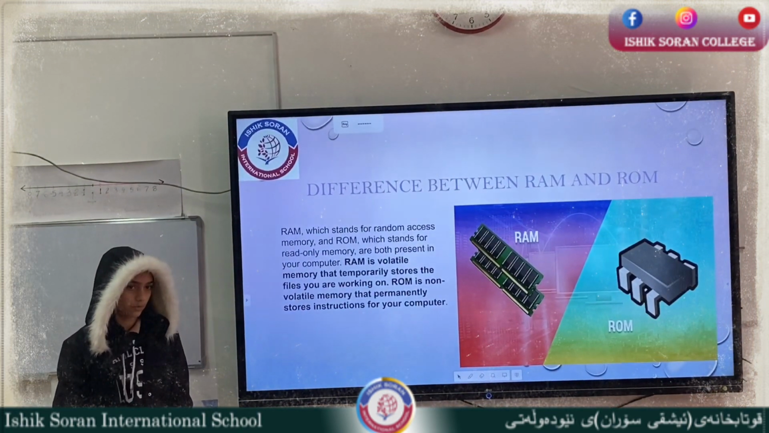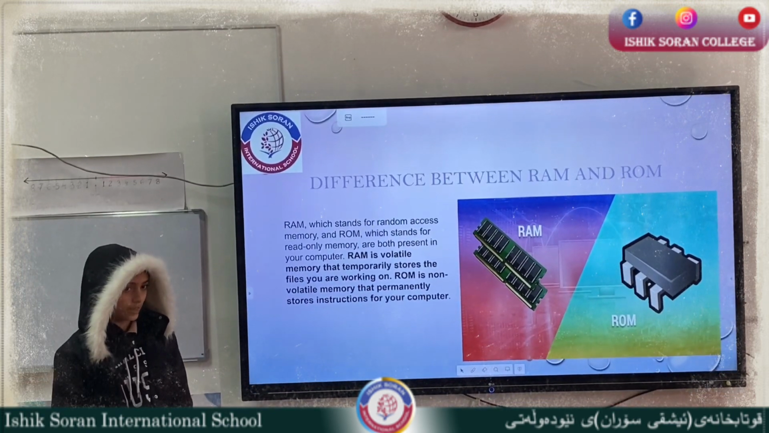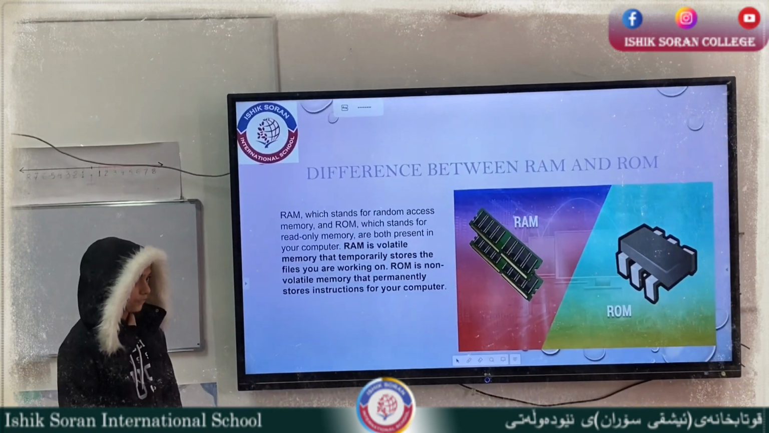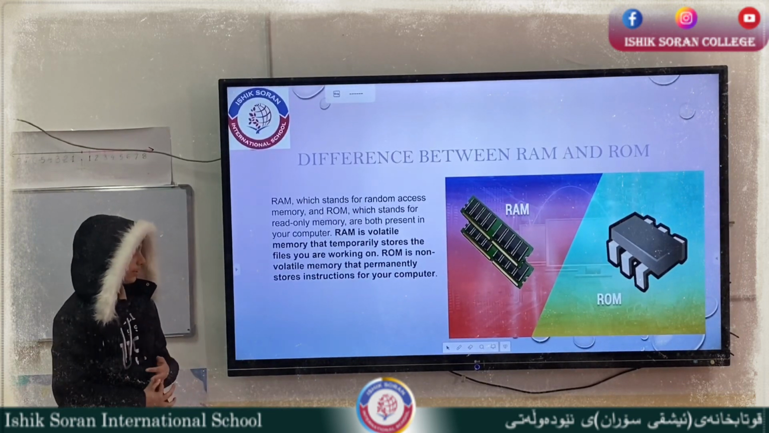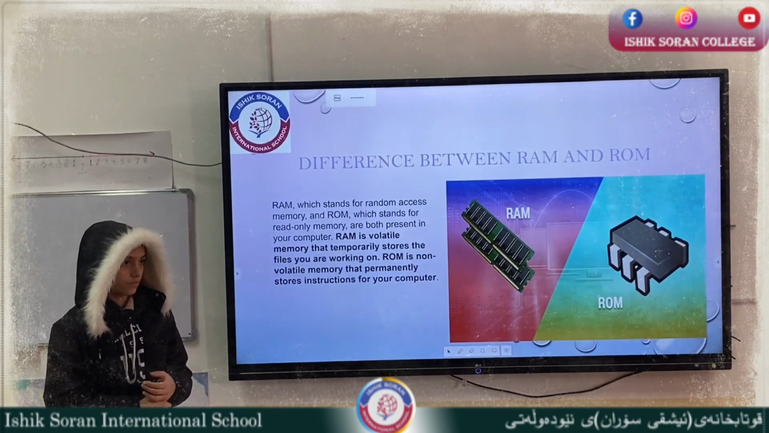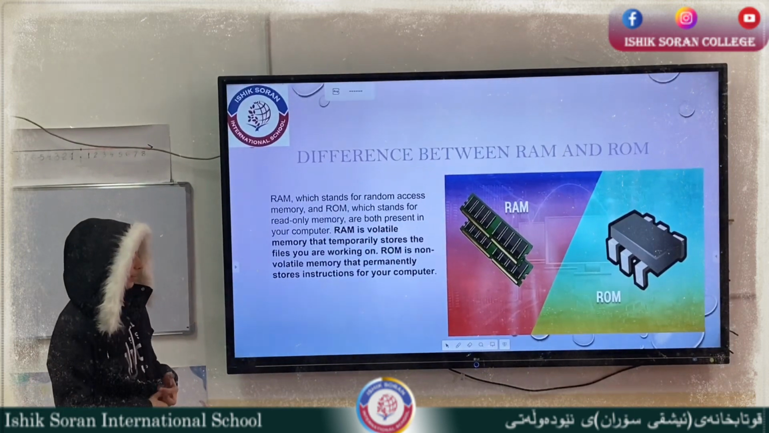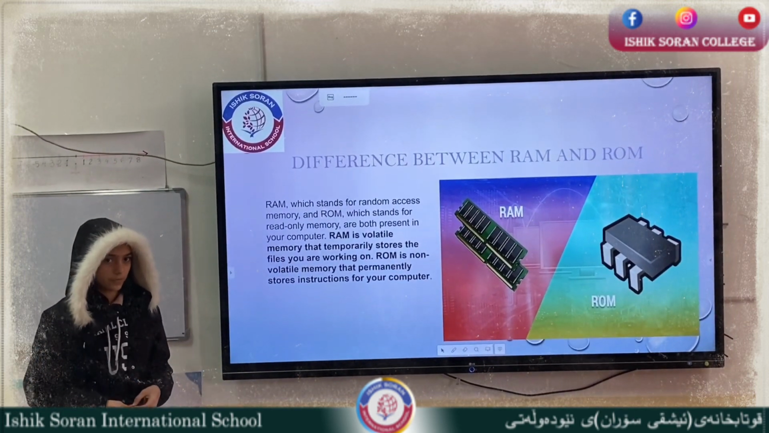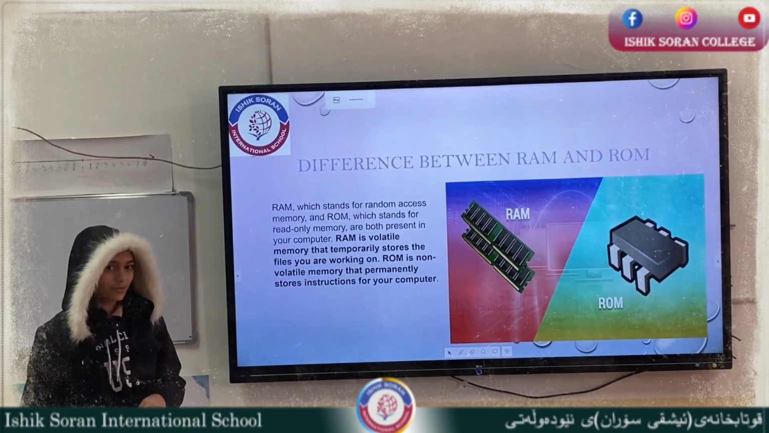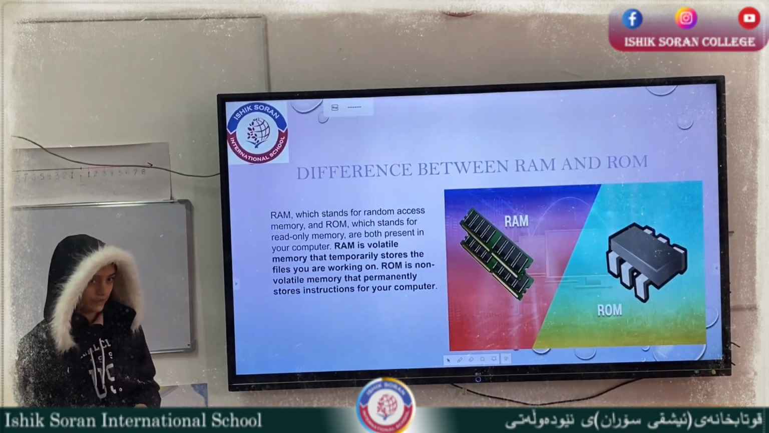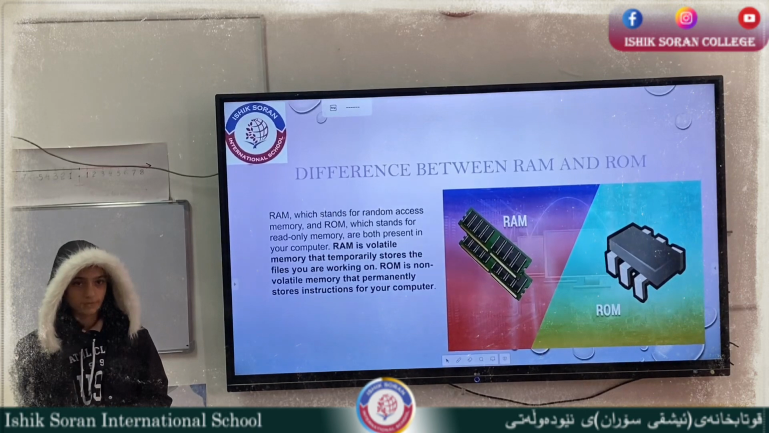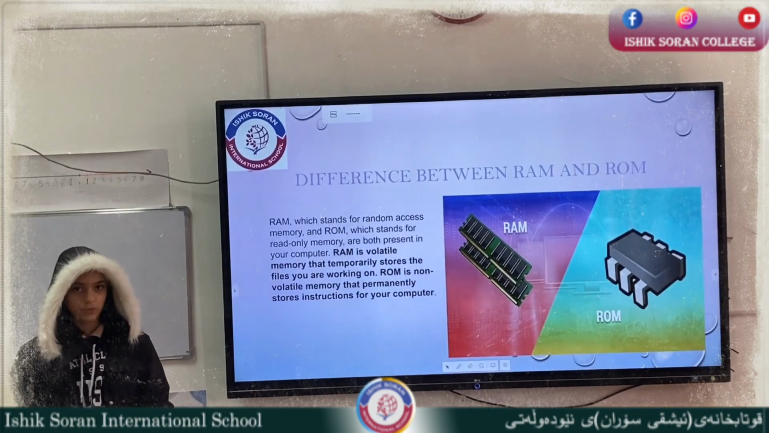Difference between RAM and ROM. RAM, which stands for random access memory, and ROM, which stands for read-only memory, are present in the computer. RAM is a volatile memory that temporarily stores the information you're working on. And ROM is a non-volatile memory that permanently stores the information.